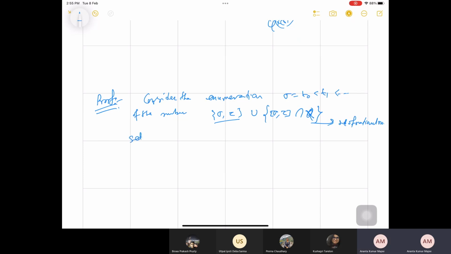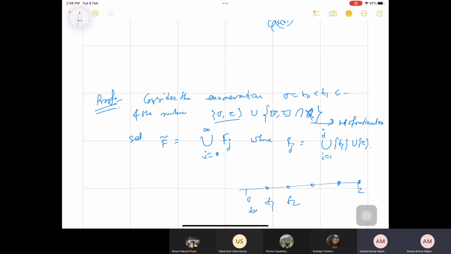And then we said, now I have this enumeration of the numbers t0, t1, t2 and so on, and then I said my F tilde is the union over j equal to 0 to infinity of my f_j, where f_j is the union over i equal to 1 to j of t_i, union the singleton tau. Now we see each f_j, say this is sigma, this is tau, I am considering up to i. So if you consider f2, that means this is t0, t1 and t2, and then tau, and then for f3 this is t1, t2, t3 and then tau.